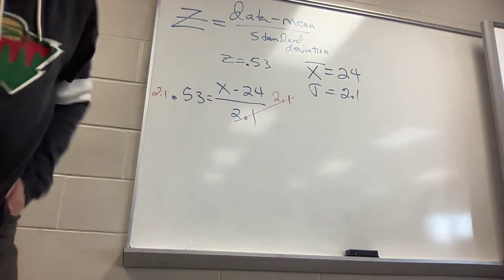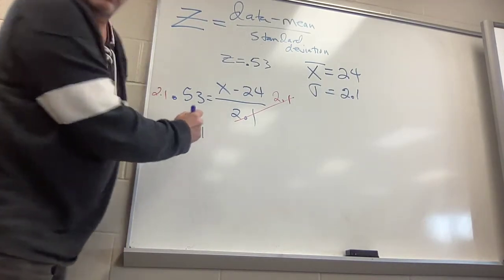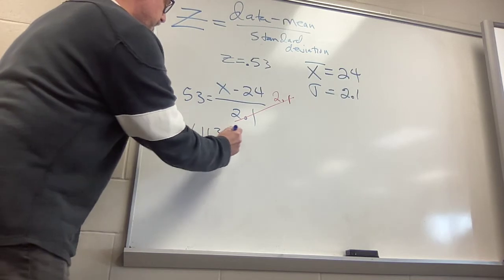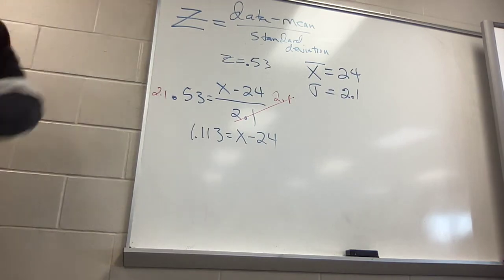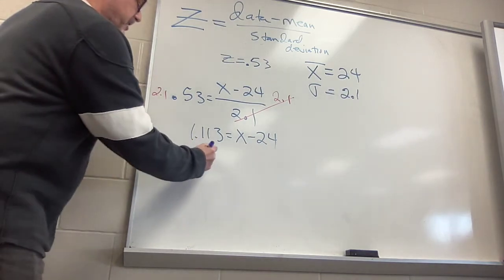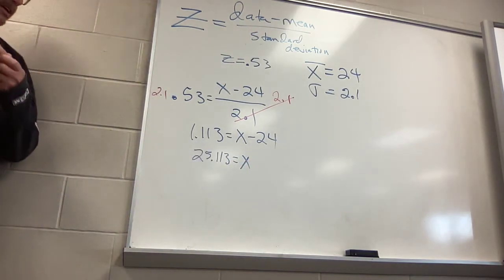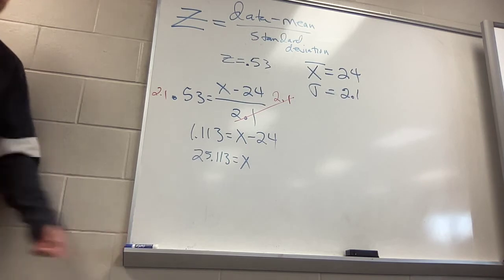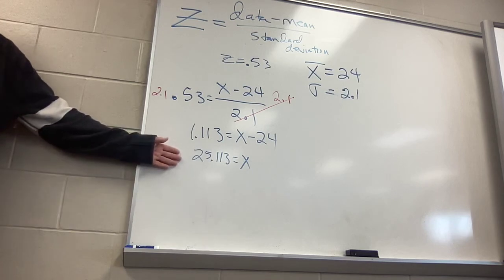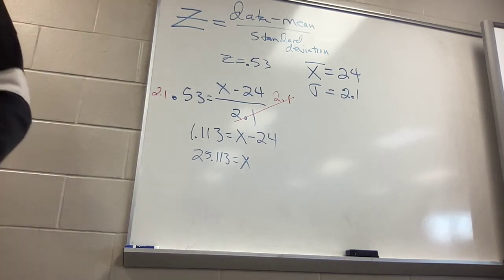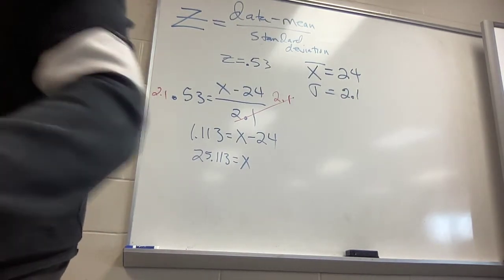2.1 times 0.53 is 1.113. As you're in the middle of the problem, please use all your decimals. And add 24 to both sides. Can do that without a calculator. Your exact answer would be you need a score of 25.113. I'd accept that. I suppose you'd need to get a 26 if you'd want to make them happy at home. All right, Z-score, Z-score, okay, excellent.